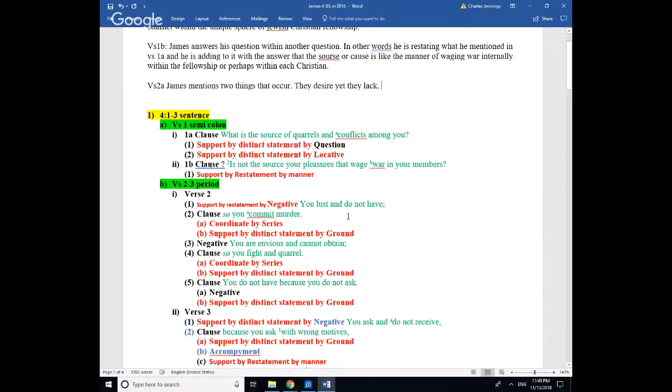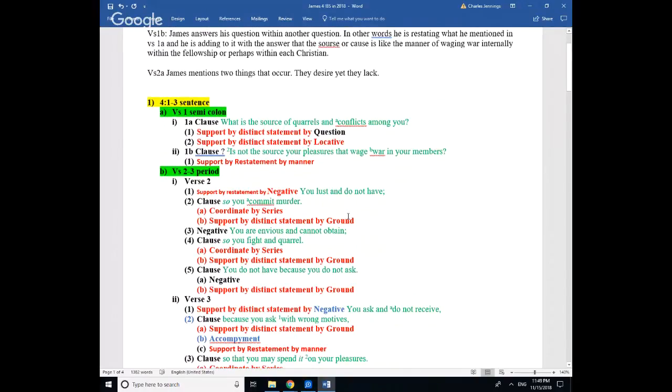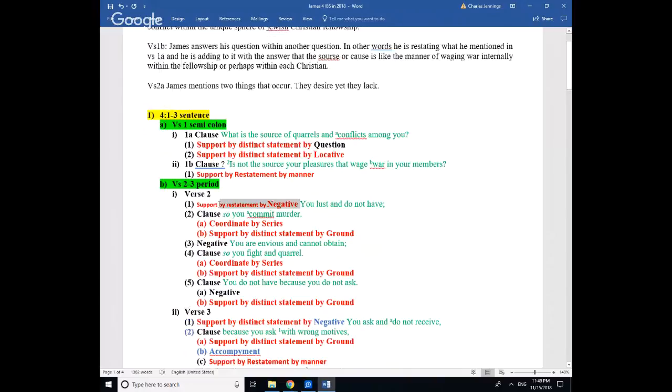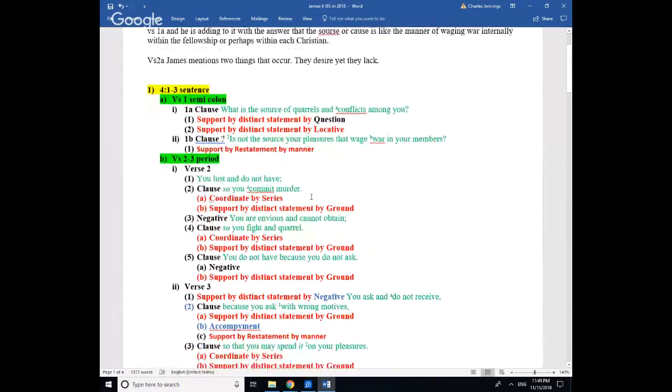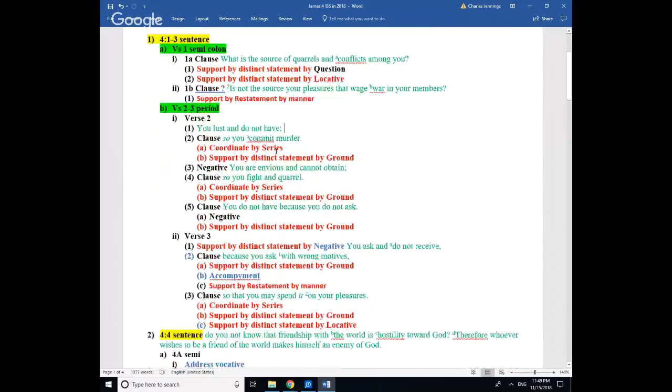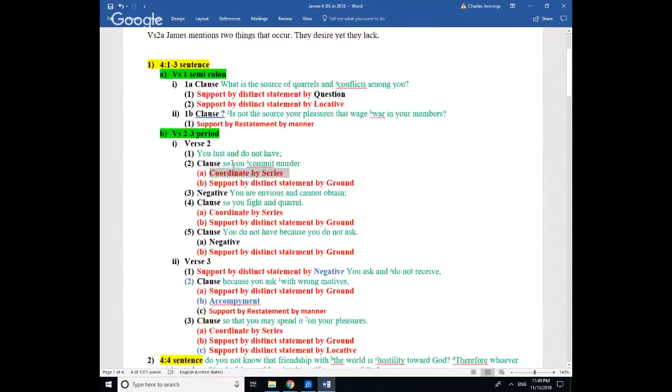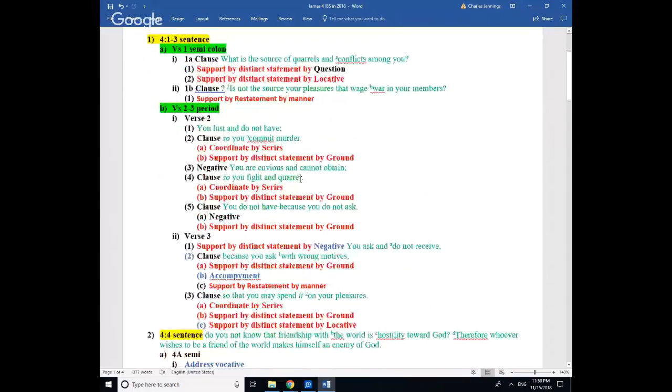they're saying that's restatement, but I don't think that works there. So I would get rid of that one. So it's a question. I didn't learn. Okay. You lust and do not have. And then here's the next one. So you commit murder. And so you've got to make a decision. Is this coordinate? In other words, is this on the same level as this? Or is it more like support by distinct statement? Is it saying you lust and you do not have because the reason is you commit murder? That sounds more like the idea.